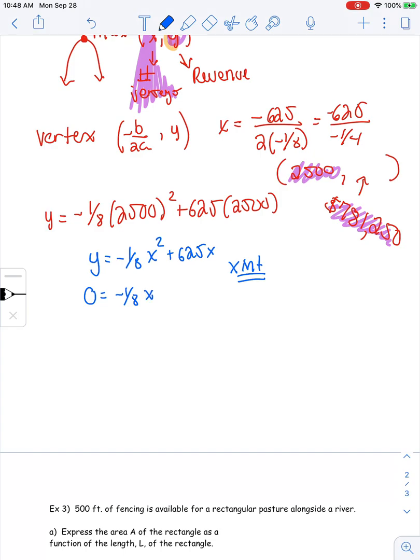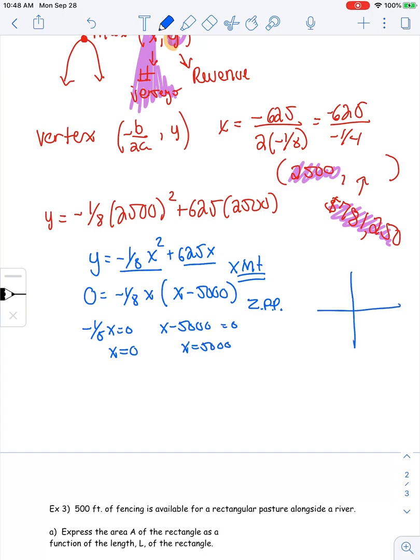So if I factor out a negative 1/8 x from both terms, that's going to leave me with an x minus 5,000 inside the parentheses. Using the zero product property, if I set negative 1/8 x equal to 0 and x minus 5,000 equal to 0, my x-intercepts are 0 and 5,000.